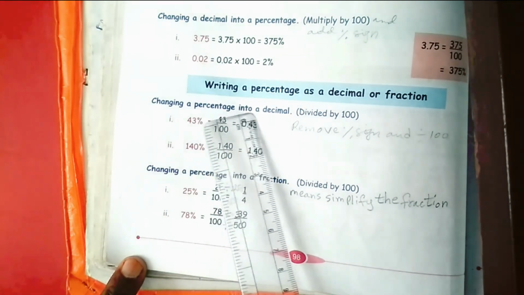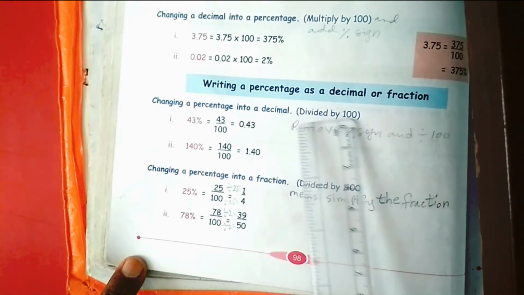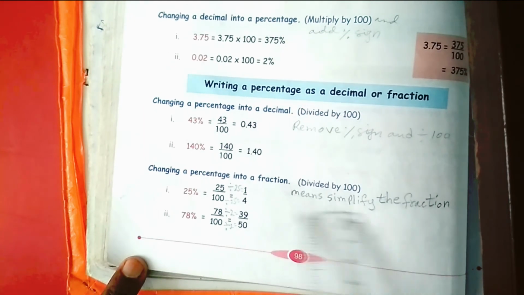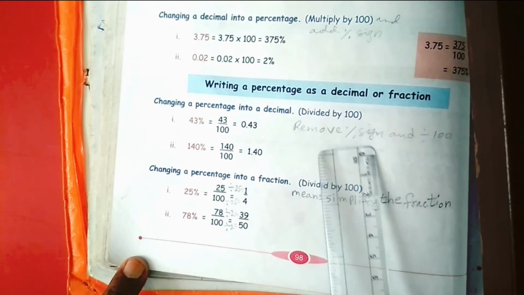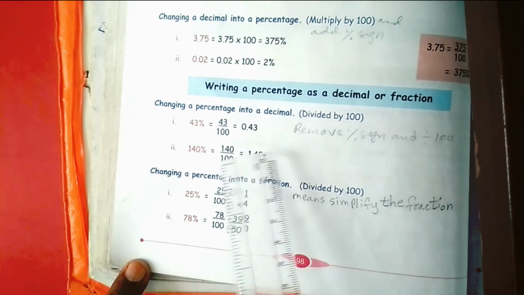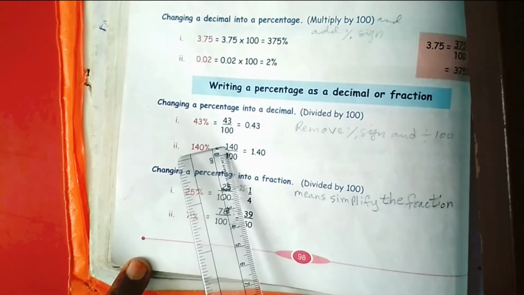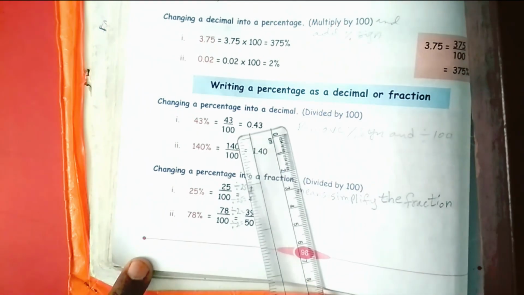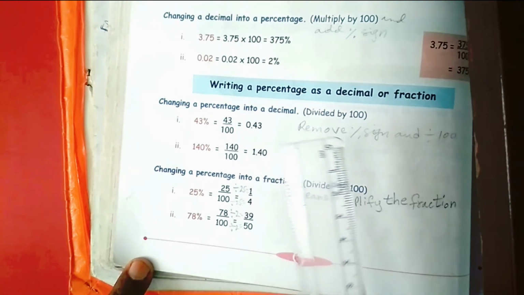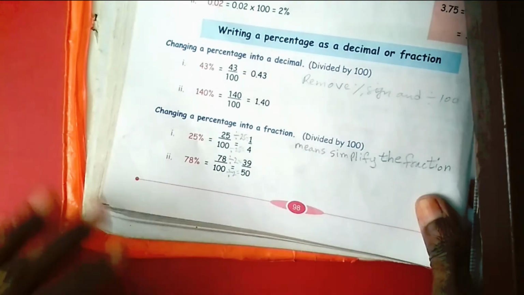Now see one more example. Changing a percentage into a decimal. That means writing a percentage as a decimal or fraction. So what we have to do here? We have to divide by 100. That means remove the percentage sign and divide by 100. Example here, 43%. So 43 by 100. If we divide, we will get the answer as 0.43.